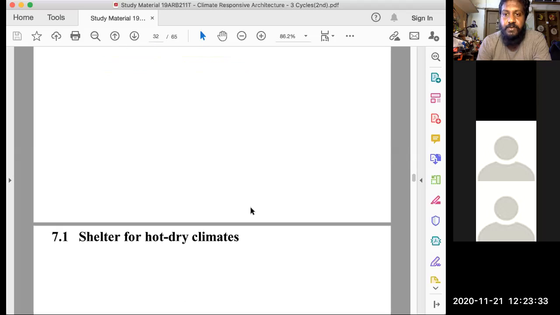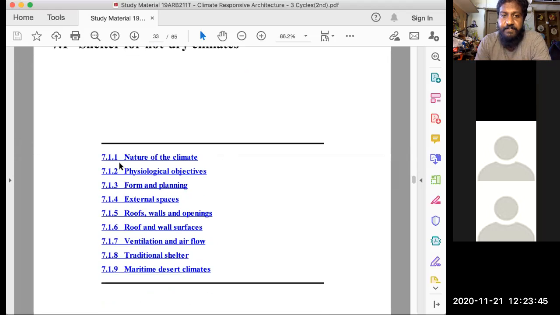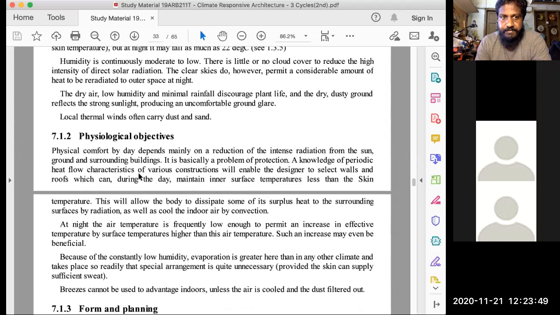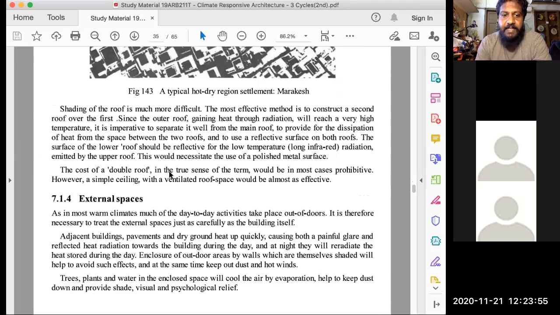I want you to split up your class into 4 groups. You can form your own groups. I think 15 or 16 in a group would be apt. Every character of the climate would be mentioned: the nature of the climate, psychological and physiological objectives, and how the forming, planning and all of these work.